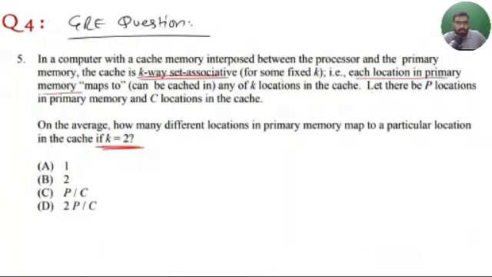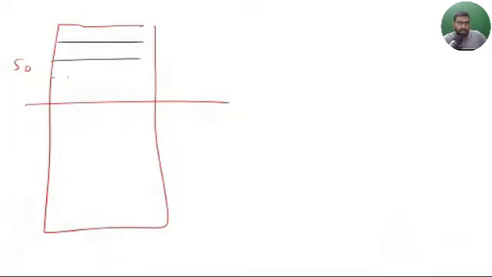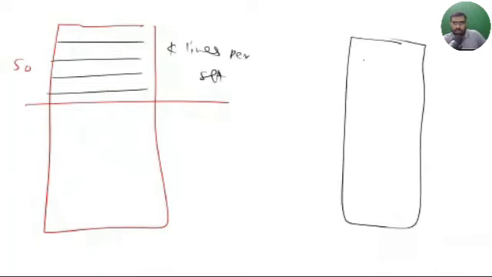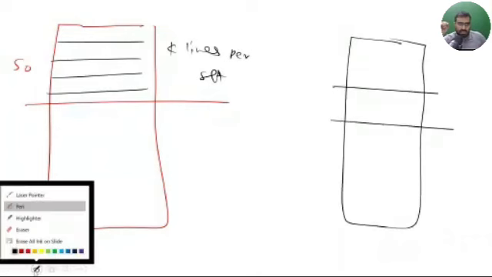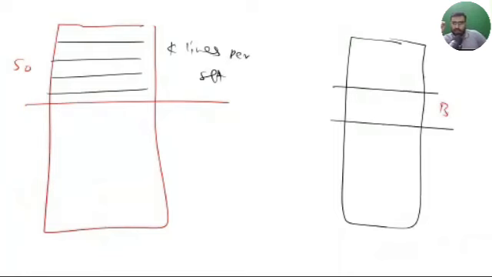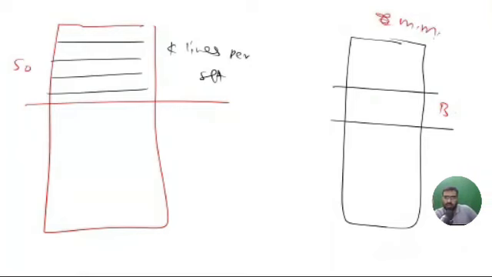Read the question and you can easily see that it is saying there is a K-way set associative cache. You have a set in which you have K lines. Now whatever block you take, how many lines can it go to? If you take any main memory block, it can map to any of these K lines.